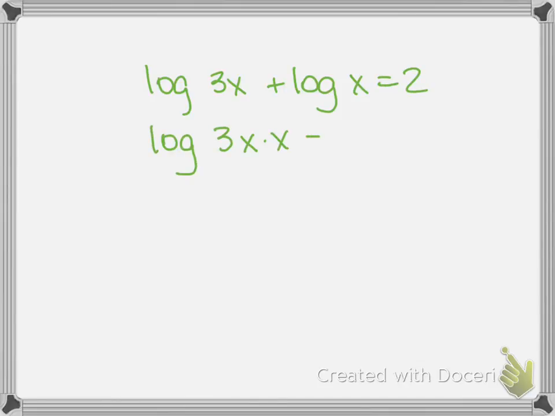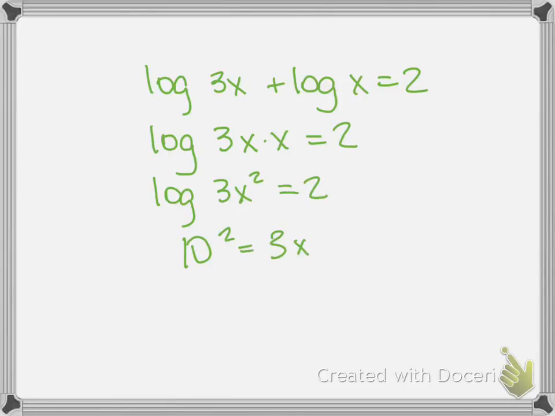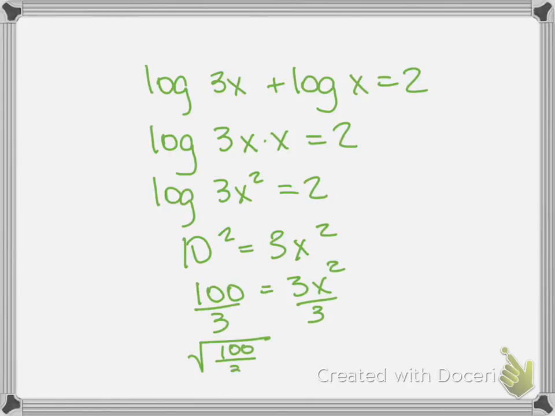Again, we rewrite it as a single log. We're going to simplify it this time. Then we're going to write it as an exponent. 10 squared is equal to 3x squared. And then you just simplify it. You solve it.